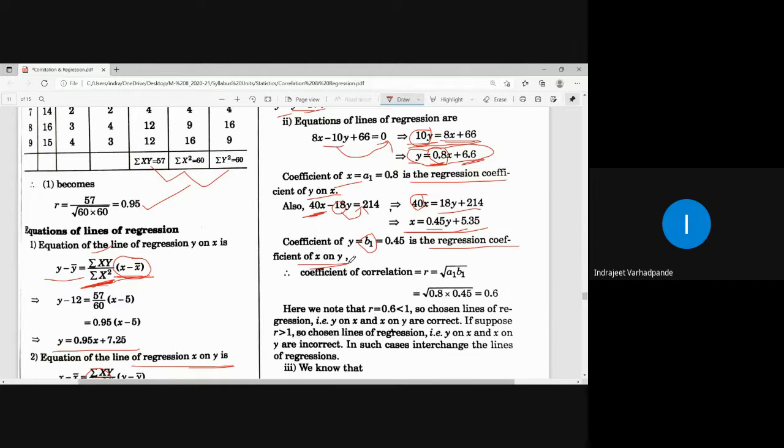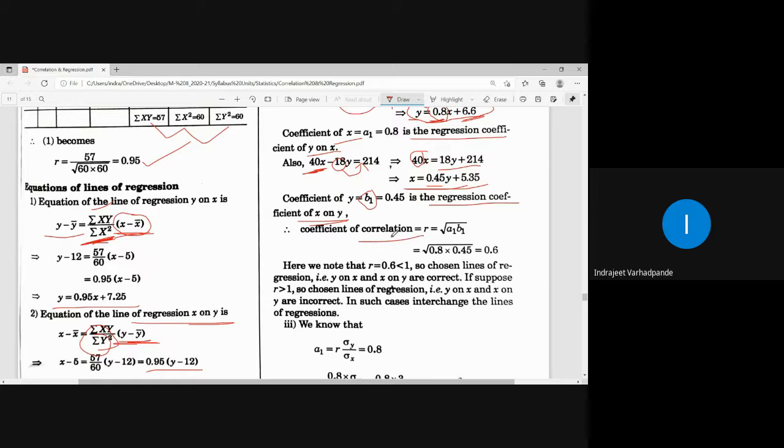The coefficient of y in this equation will be nothing but b1, called the regression coefficient x on y. So once you get a1 and b1, we try to find the coefficient of correlation r, which is the square root of a1 b1. When you take the square root of a1 b1 and that value lies between -1 and 1, that means our assumption of lines of regression is correct, and in turn the regression coefficients are also obtained correctly.